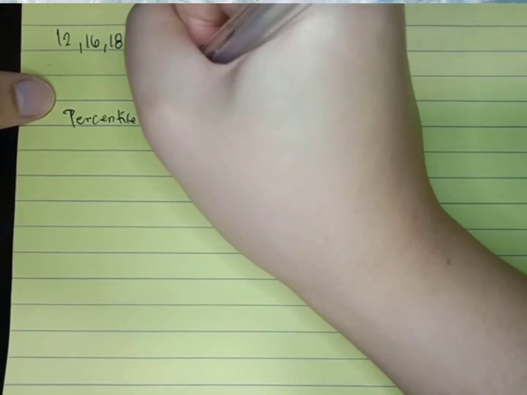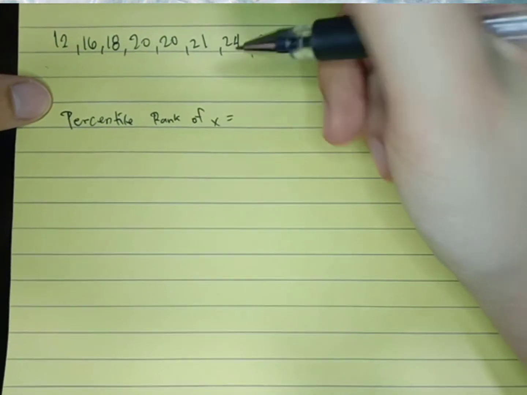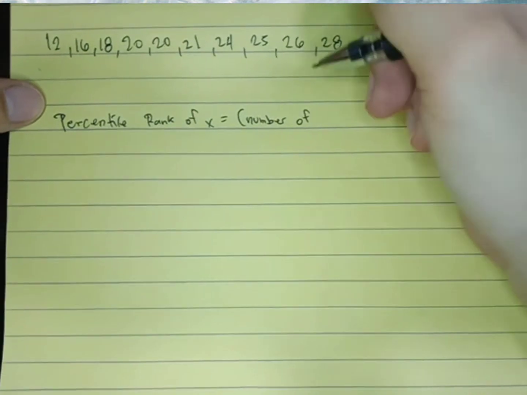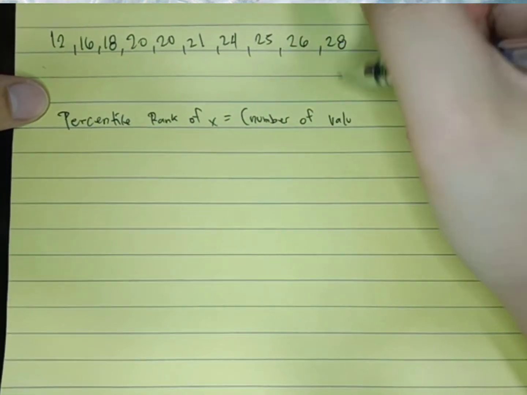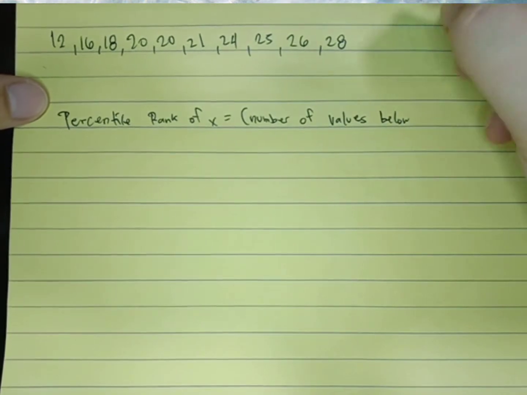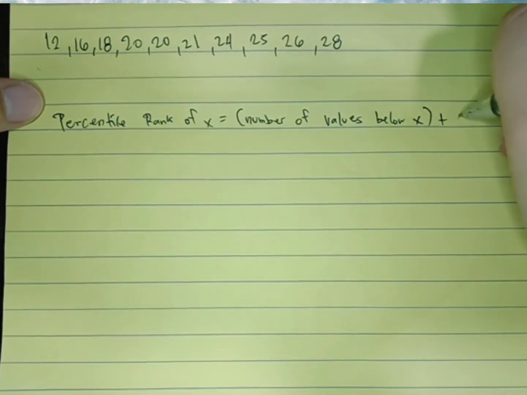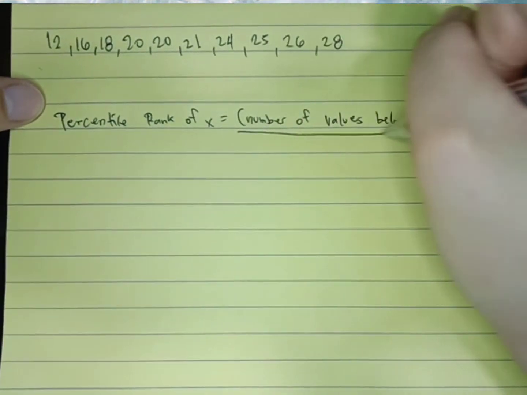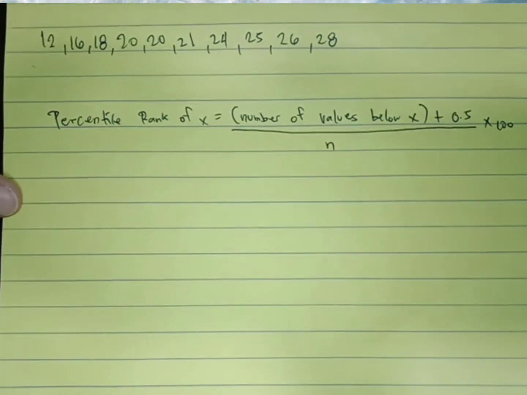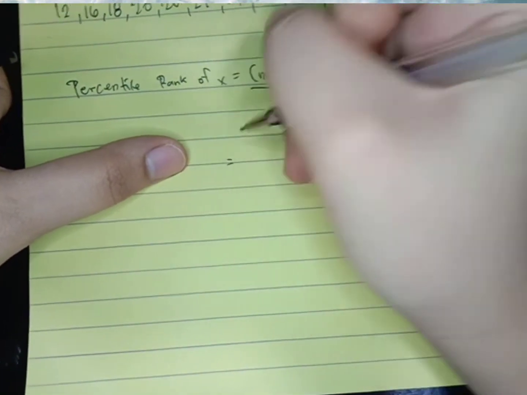The formula for this is: percentile rank of x is equal to the number of values below x plus 0.5, and then we divide by n, times 100. In this formula, the number of values below x represents the placing of the score that we will get, which is 7. Again, the n is the number of overall given scores or given numbers that you will use.